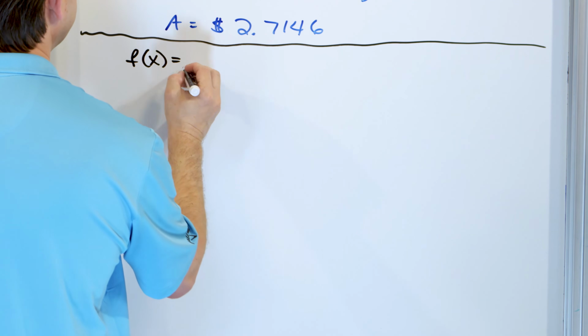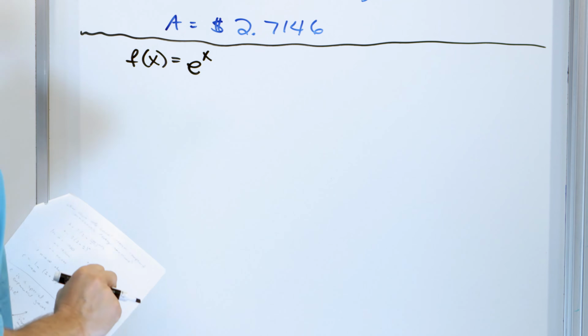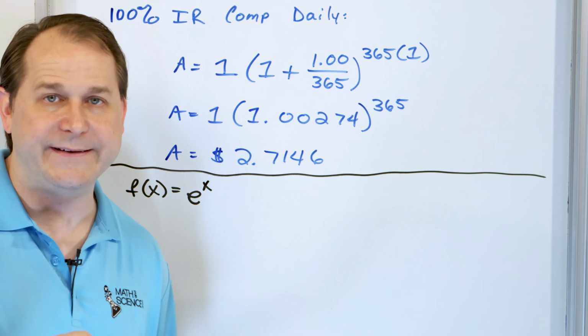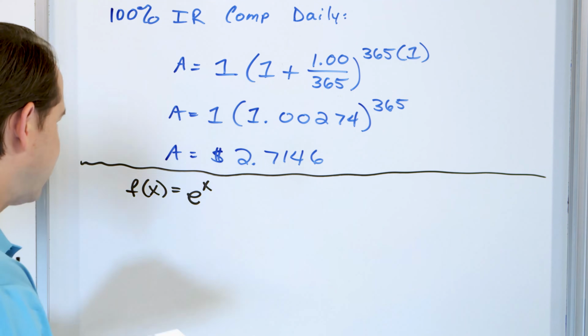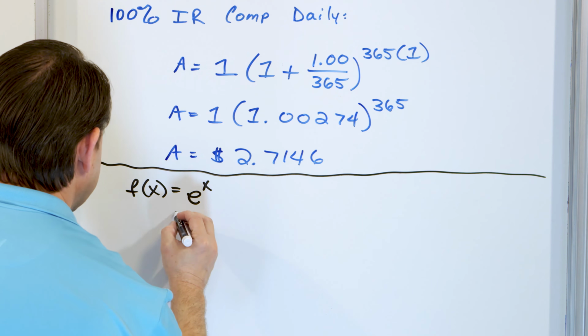Let's say we have the function f of x is equal to the number e to the power of x. We take that very special number that comes about when studying exponential growth and we make it the base of an exponential function, okay? What does this function look like if I were to graph it?